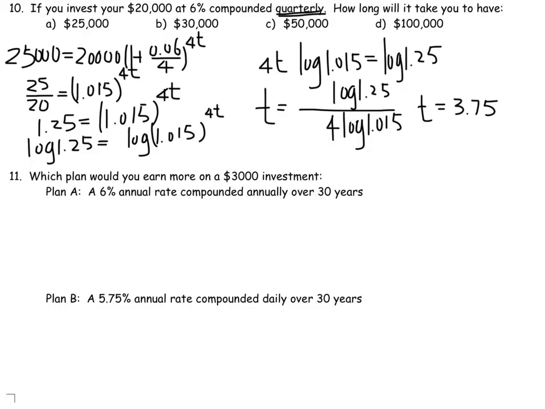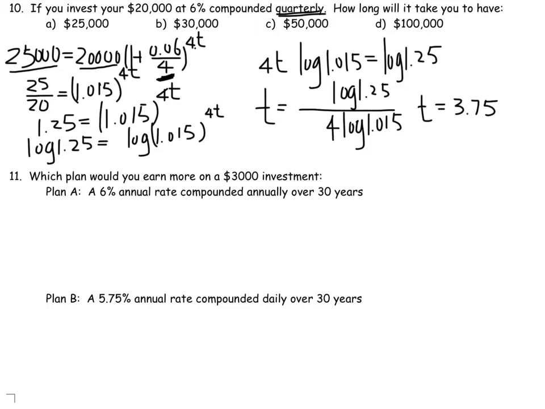25,000 equals 20,000. So the final value, 25,000, is the goal you want to reach. 20,000 is what you start with. Times 1 plus 0.06, that's the interest rate you are given, divided by 4 because you are compounding quarterly. So make sure you divide your interest by 4. Then your exponent would have to be 4 times t. So if you divide by 4, then your exponent would have to multiply by 4. 4 times t. Divide both sides by 20,000.